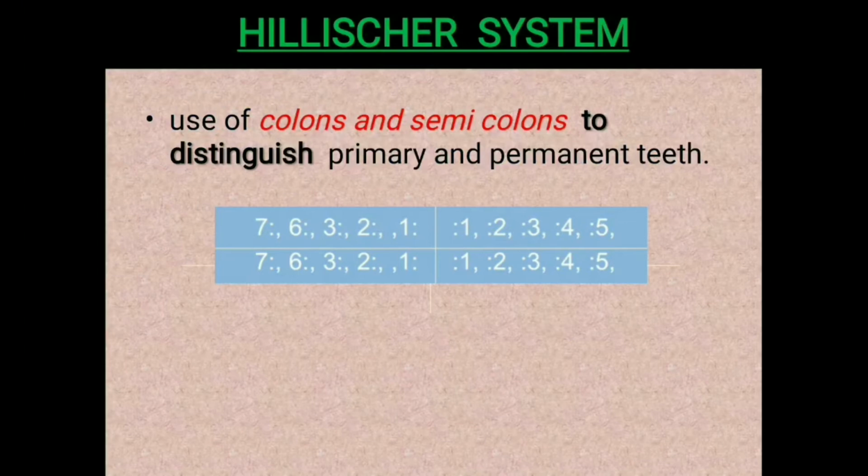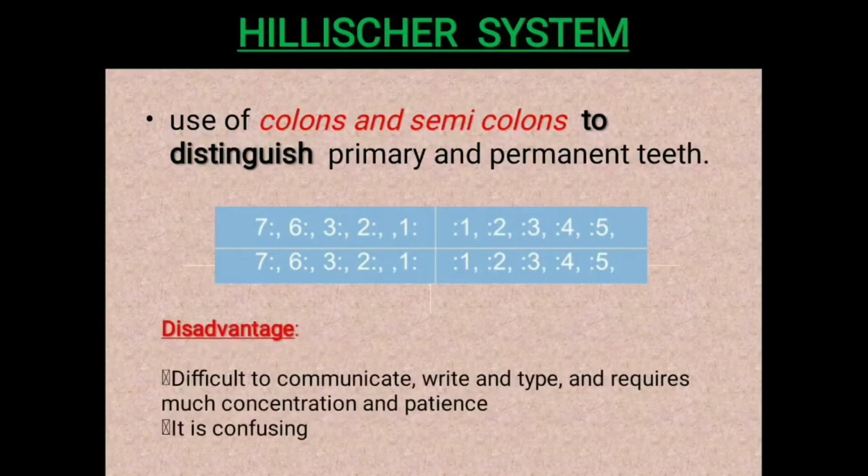First is Hillischer system. There is use of colons and semicolons to distinguish primary and permanent teeth. And one more thing to remember is it is designed only for deciduous teeth for mixed dentition. Now here, disadvantage includes difficulty to communicate, write and type, and it requires much concentration and patience to understand this system, and it is really confusing. So it did not become that much famous.